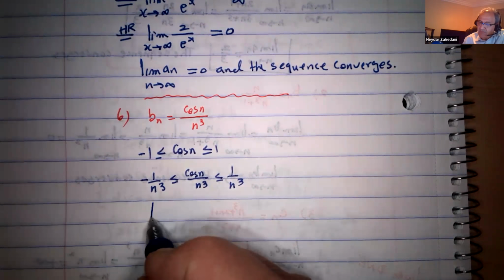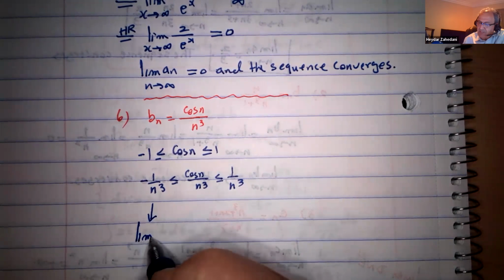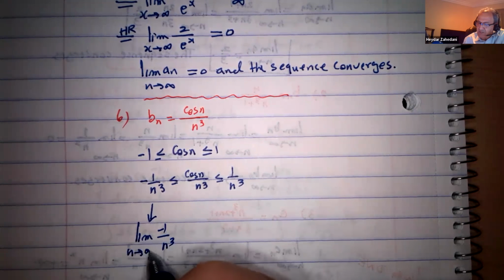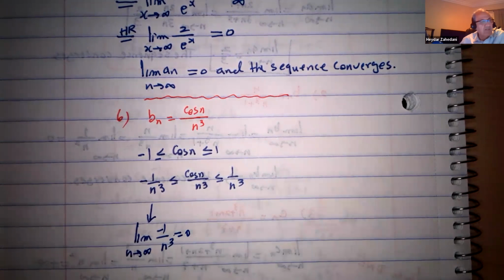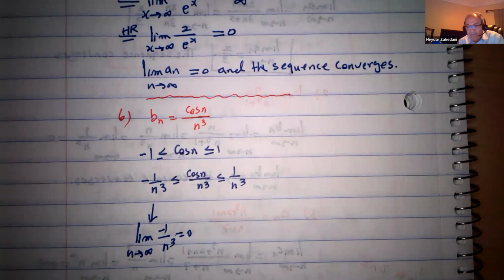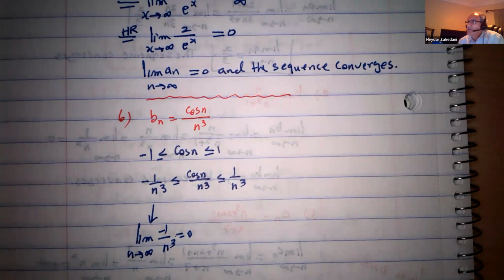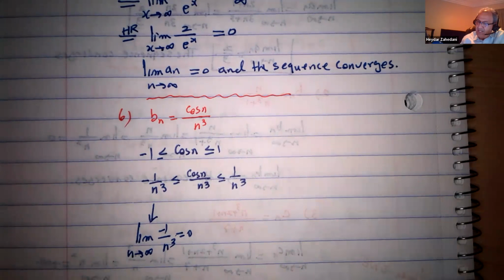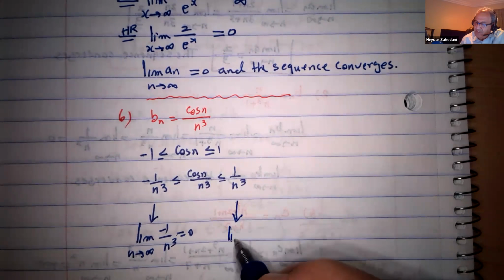Now you take these limits. The limit of negative 1 over n cubed when n goes to infinity is 0, because the bottom one is infinity and the top one is a pizza. You divide the pizza into infinitely many parts, so your share is going to be nothing, which is 0. And this one would also be the same thing.